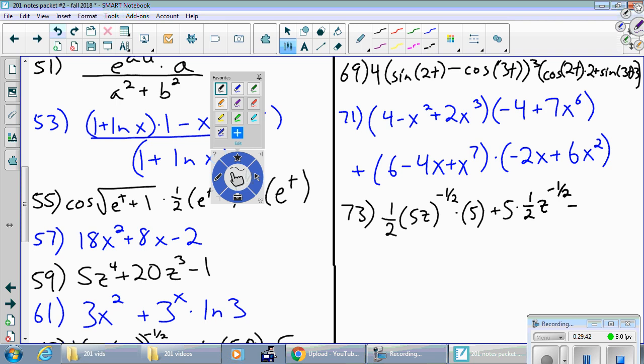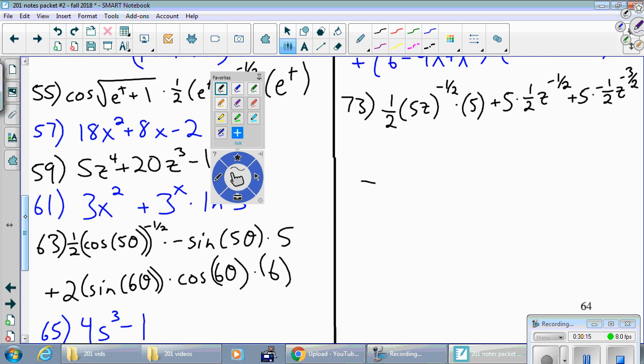Plus, okay, 5 over square root of z, that becomes 5 over z to the 1/2, but I really don't want to do the product rule there, so let's write that as 5z to the negative 1/2, all upstairs. And so the 5 gets copied, and then z to the negative 1/2, the negative 1/2 comes down, copy the z, and then subtract 1 carefully. It was negative 1/2, so now it's negative 3/2, minus.